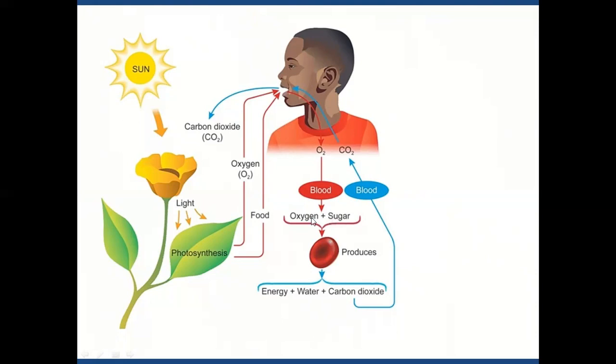This oxygen reacts with the glucose and converts it into the final products, which are energy, water and carbon dioxide. Energy and water are utilized by the body, but carbon dioxide in the blood goes back to the heart, and then the heart sends it to the lungs, and from the lungs this carbon dioxide is exhaled out by our body. This exhaled carbon dioxide is utilized by plants for the process of photosynthesis.